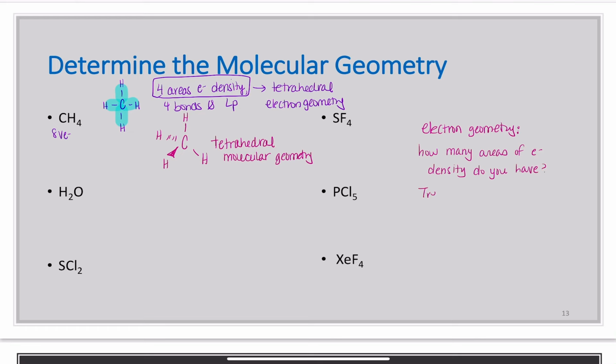Treat bonds, single, double, or triple, and lone pairs the same, meaning each one counts as one area. Each bond, so single bond, double bond, triple bond, is one area, and each lone pair is one area. And then you can determine your electron geometry and molecular geometry from there.